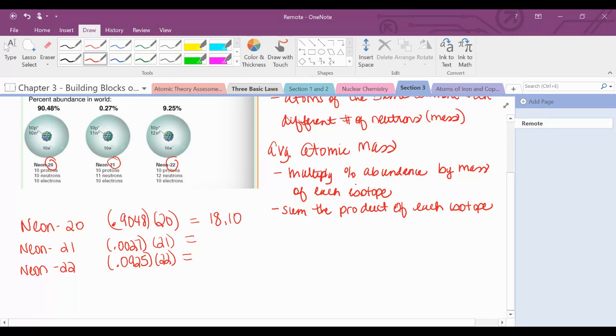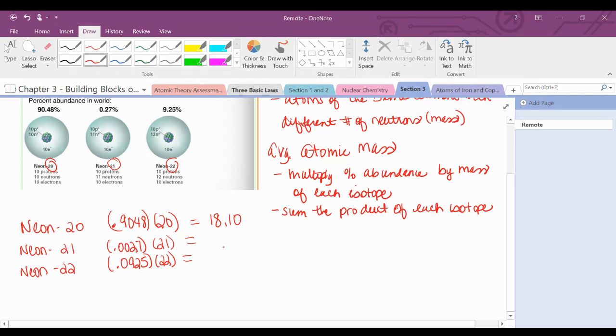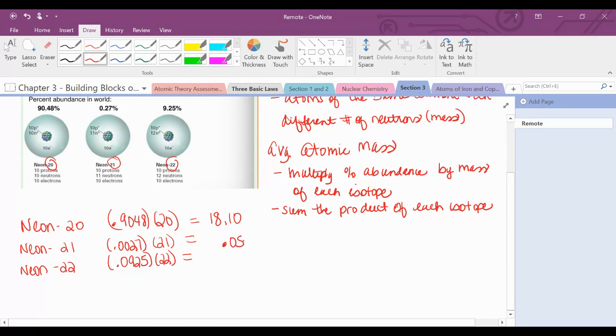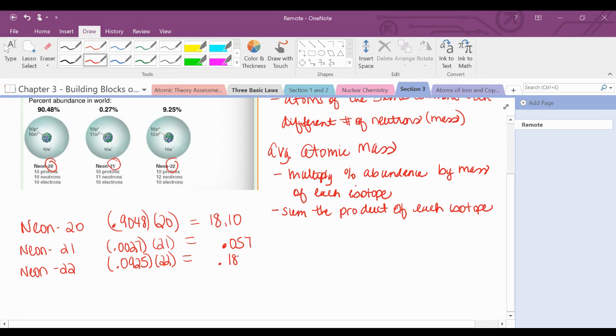Okay, we're going to do that same thing with neon 21. Our percentage here only has 2 significant figures. So when I round, I get 0.057. And neon 22, the percentage has 3 significant figures, so this is going to have 3 significant figures.